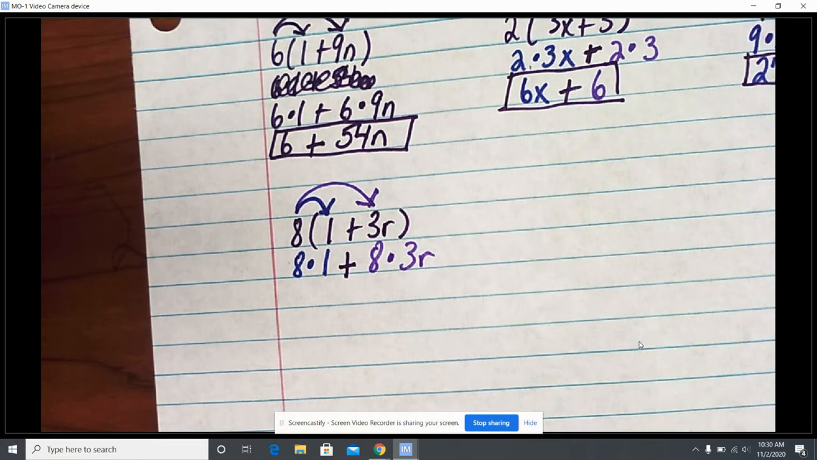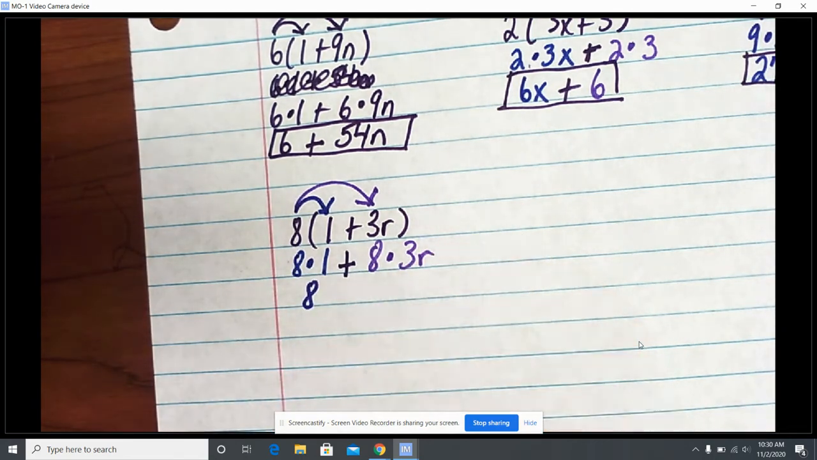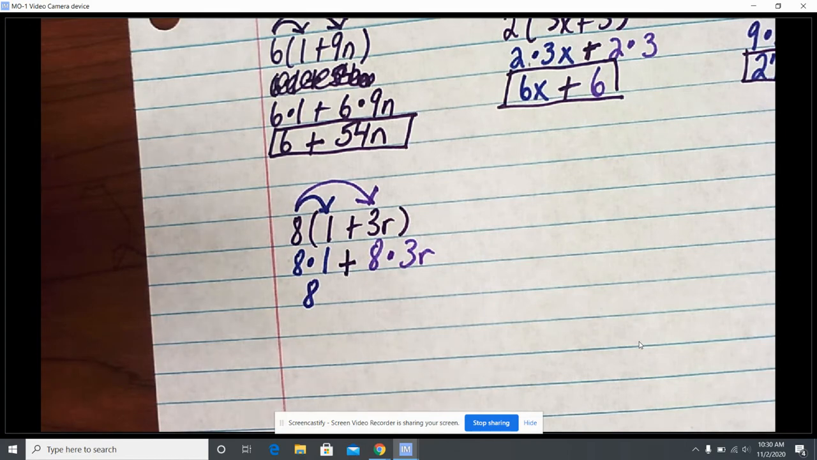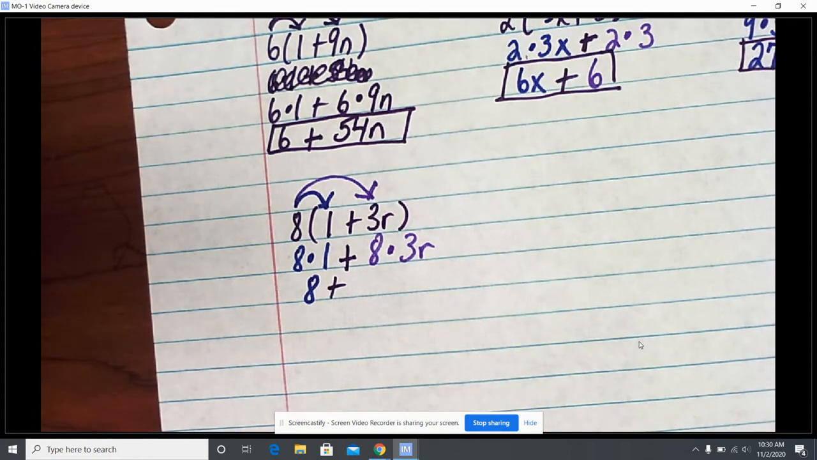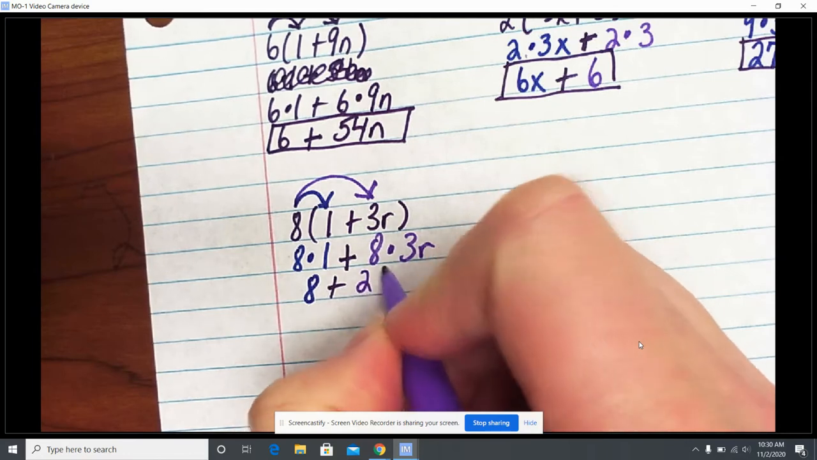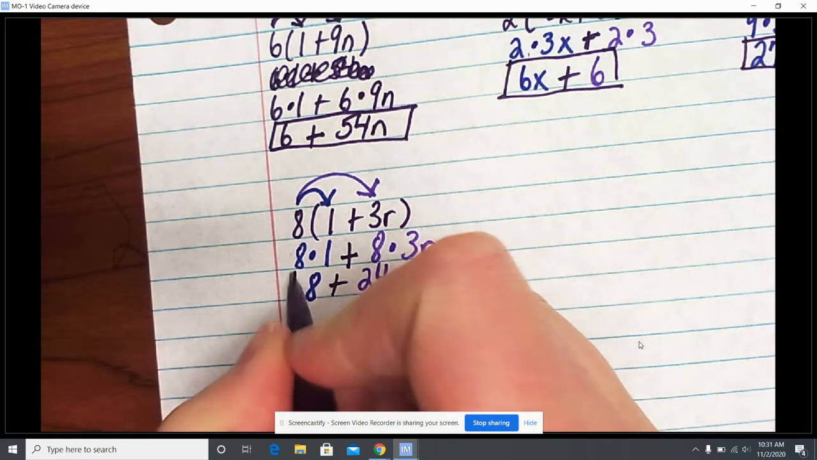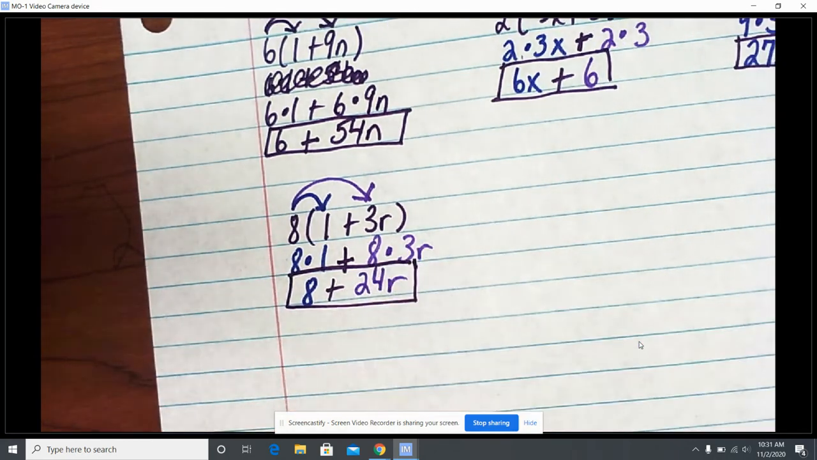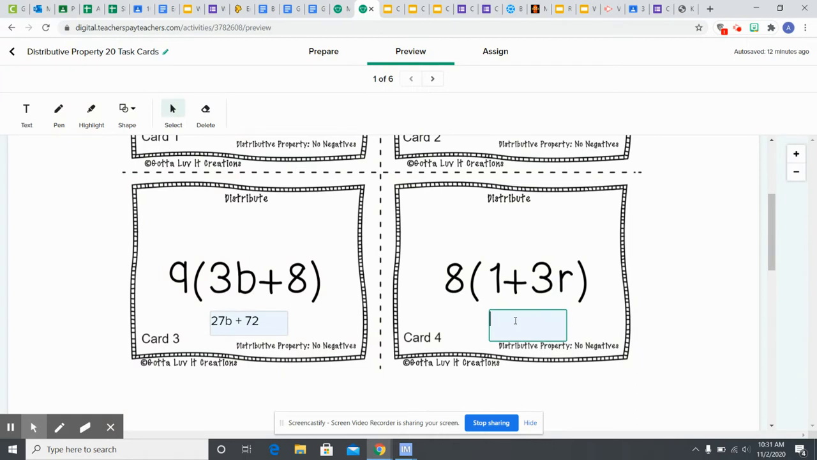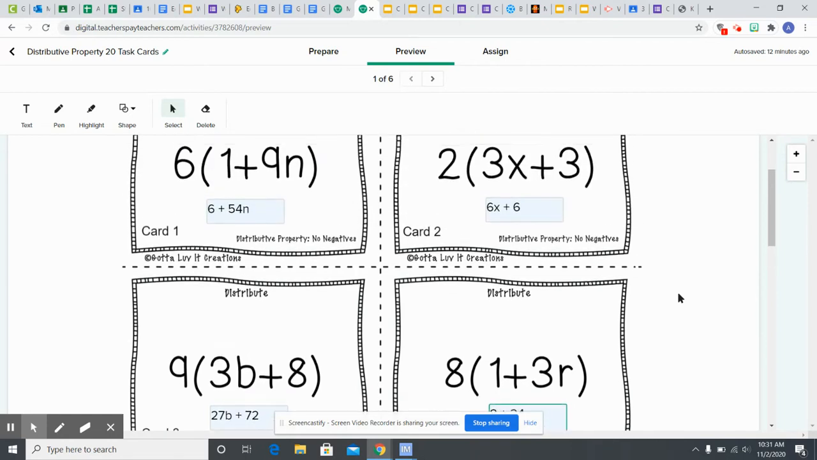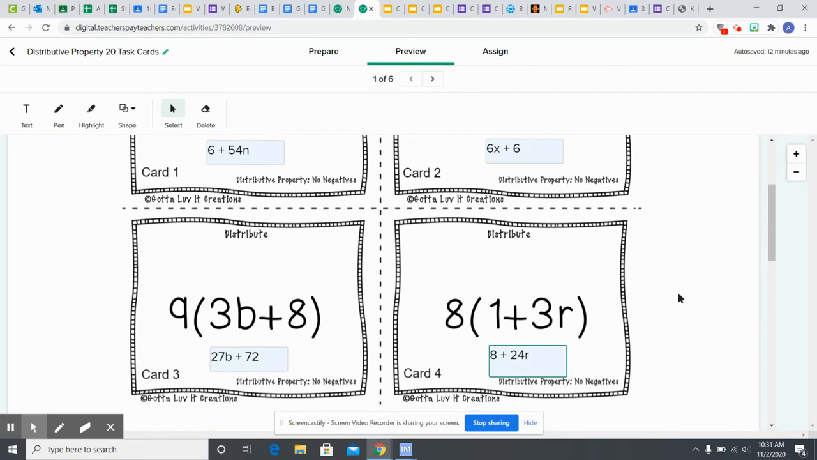Okay, so first I've got to work out my 8 times 1, which will give me 8, plus my 8 times 3r. So 8 times 3 is 24. And then just put my r with that. So 8 plus 24r is my answer. Since they're not like terms, I cannot go any further with this. I can't add these together. So that is why my answer is the way it is. So 8 plus 24r.